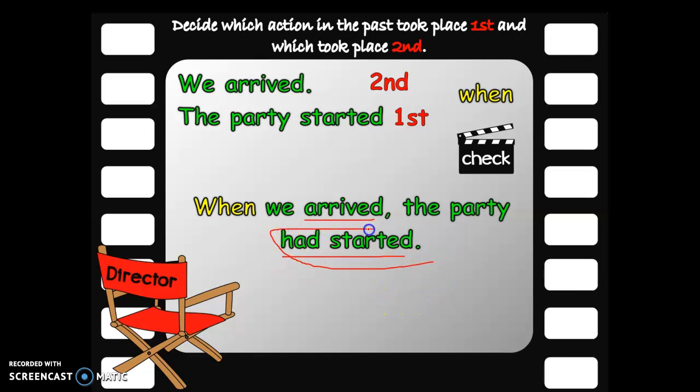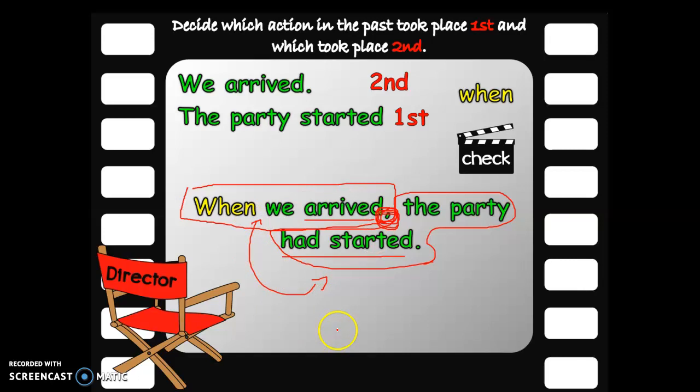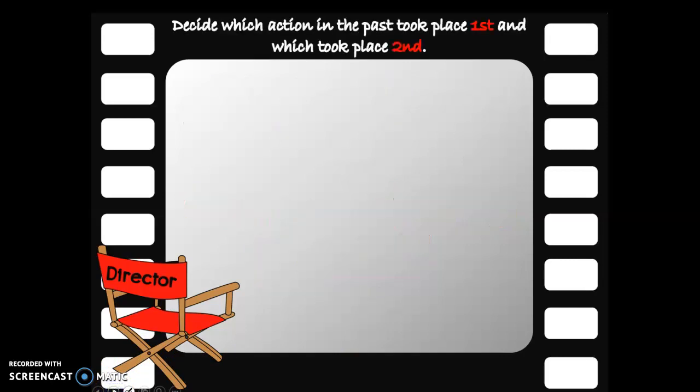In this case, we may also change the positions. We can say the party had started when we arrived. There is no problem. But when this clause with when is at the beginning, we have to divide using a comma. But when you change the positions, the comma is not going to be necessary. Let's go and see more examples.